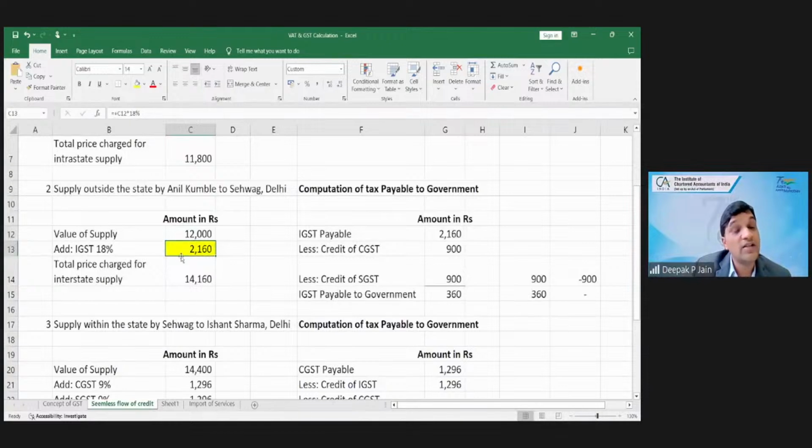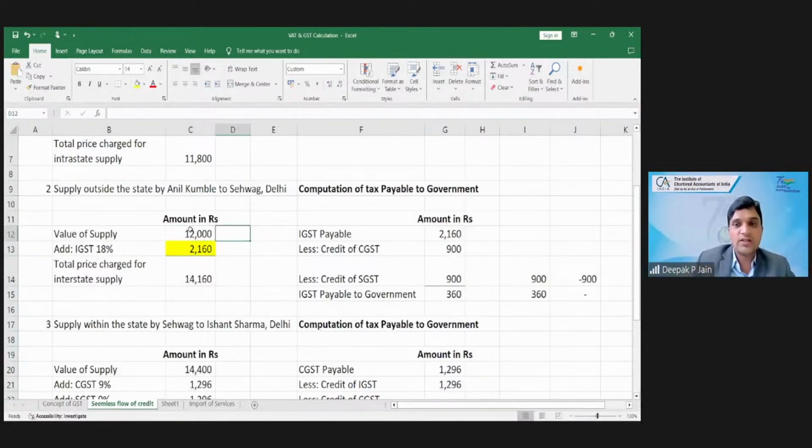He is making an interstate transaction, right, from Karnataka to Delhi. So he will charge IGST on 12,000 rupees. He will charge 18%, right? Now, one thing to note is GST is charged always on the value of your supply. At what value you are selling, on that GST is payable. So Anil Kumble is supplying to Sehwag. So he is charging a price of 12,000. GST will be on that 12,000 at 18%.